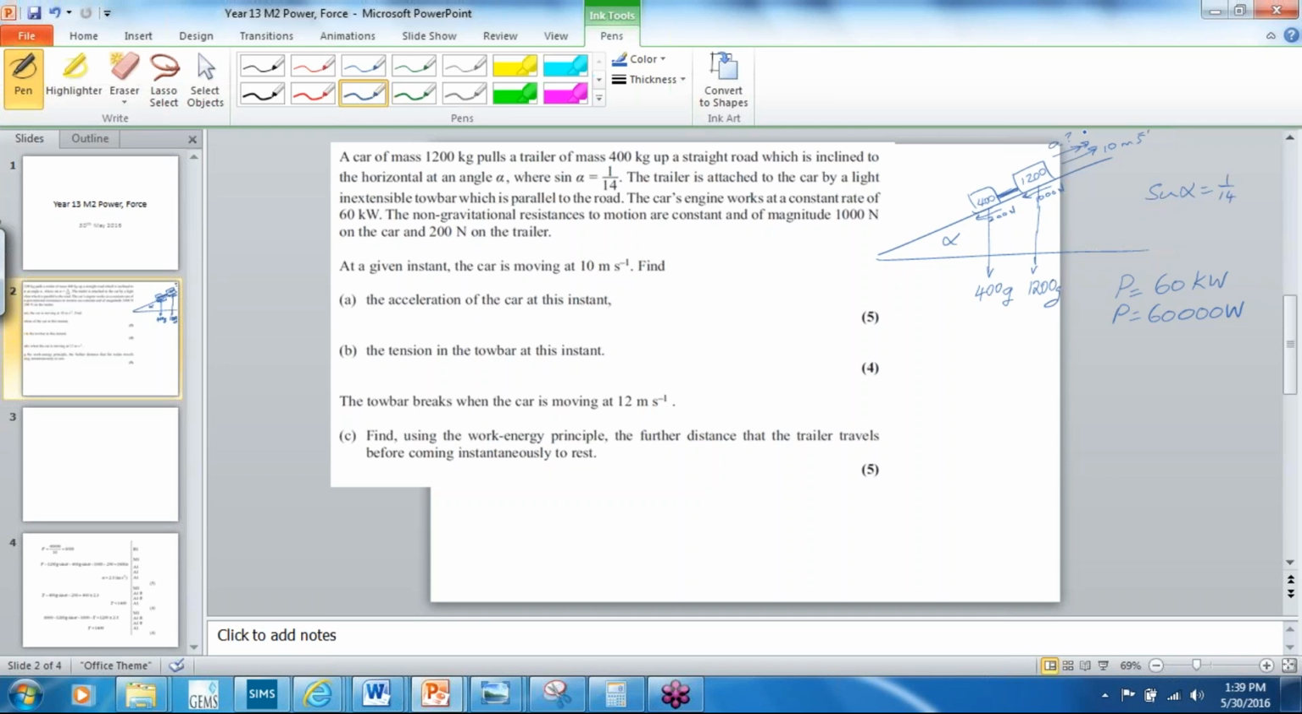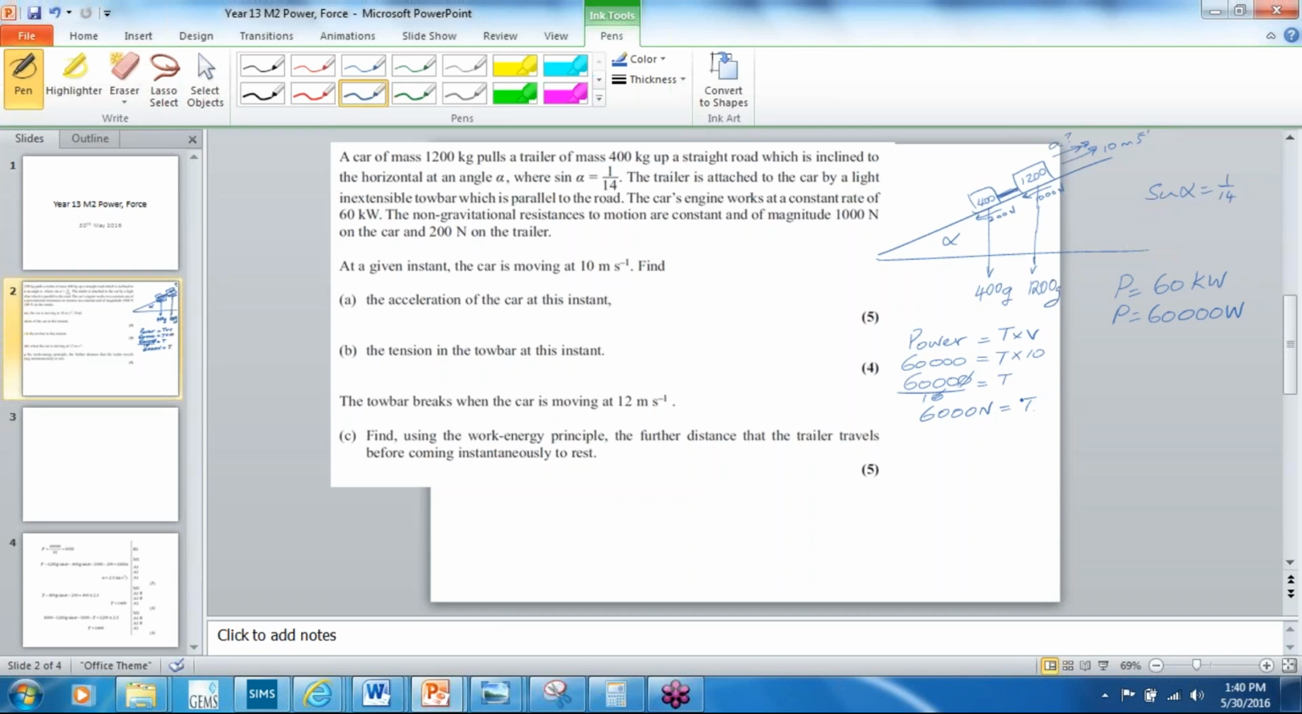So what is acceleration? That's what we're asked to find. All right, so let's apply our formula for the fact that power will equal our attractive force times our velocity. So 60,000 will equal our attractive force times 10, which is our velocity. Let's divide that by 10 to get our attractive force, and we end up getting 6,000 newtons. Now we have a 6,000 newton pull, and we're still after the acceleration.